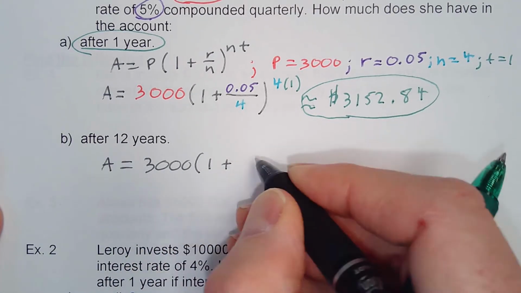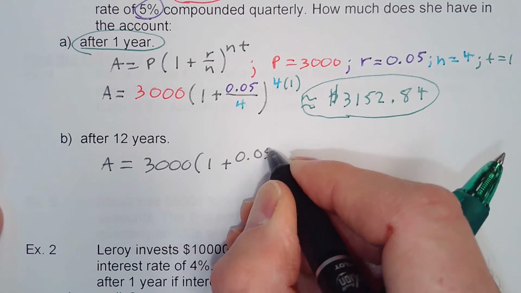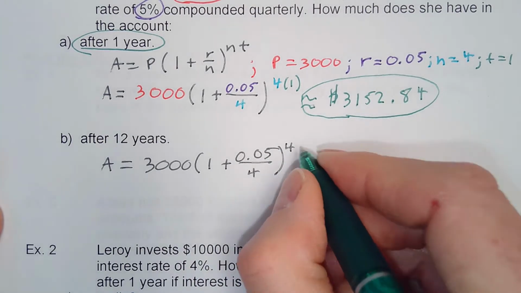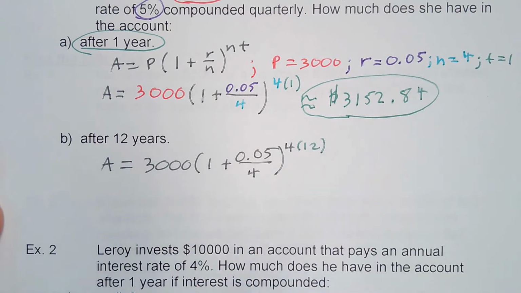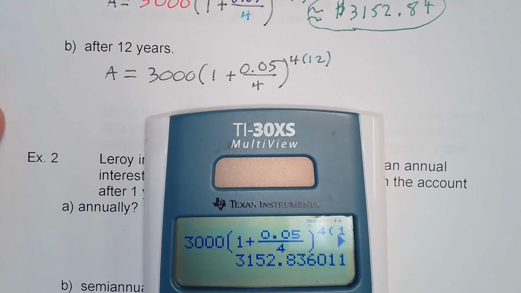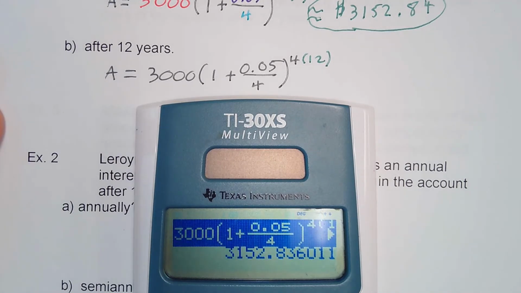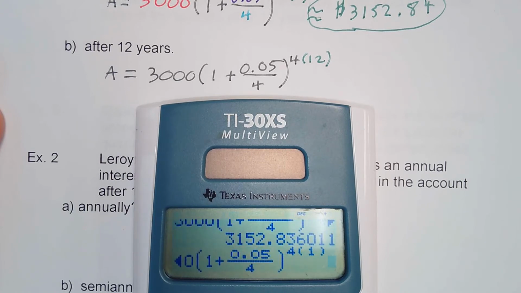Now I want to show you a shortcut for doing this problem. The only thing I'm changing here is that t is 12. I don't want to retype all this back in my calculator. Here's what we're going to do. I'm going to hit my up arrow key again until I highlight what I typed in before. If I hit enter, that brings it down. Now the only thing I need to change here is that 1 to a 12.